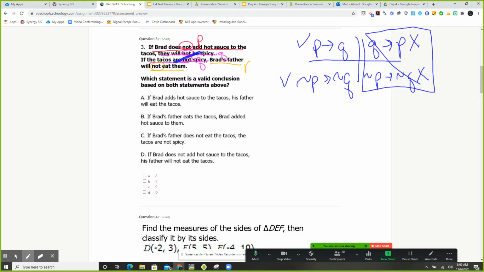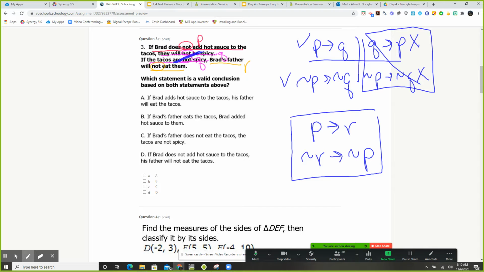And I'm going to predict that I either want Brad does not add hot sauce to his tacos, then his father will not eat them. Or we can switch that and have his father does eat them, then he did put hot sauce on the tacos. So now that I know these are my 2 valid options, I'm going to go through and read them. I don't know if that made any sense, but the other thing that I kind of like to do, because I get lost in all of these words, is I'm going to predict where the P is.